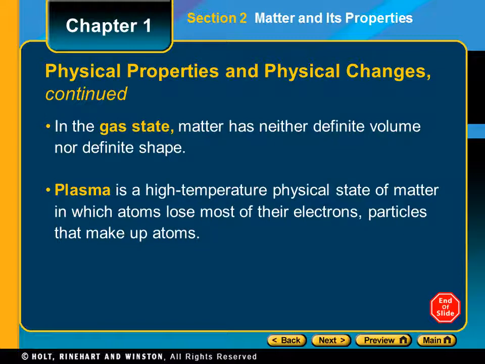And then there's plasma. Plasma is a high temperature physical state of matter. Atoms lose most of their electrons, which are the particles that make up atoms. The classic example of plasma is the fluorescent lights. The electricity is passing through a sealed tube that has a gas in it. Different gases actually give you different colored lights, and this is where we get our neon lights from. As the electricity passes through, it heats up that gas, it loses its electrons, and it takes on a new phase. It's not a gas at that point, and that's the classic example of where plasma as the fourth state of matter is found.